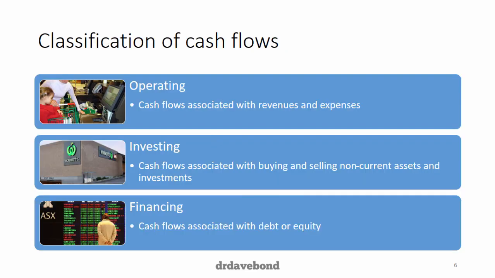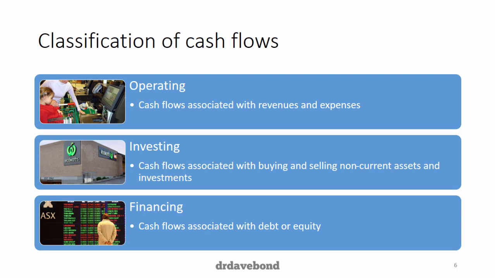So when we turn now to the classification of the cash flows, the operating cash flows are associated mainly with those from revenues and expenses. So it's just the company or the firm doing what it does for business: providing services to customers, selling goods to customers, paying employees, renting property, all the things that it does in a general day-to-day business. So, as the name suggests, operating activities.